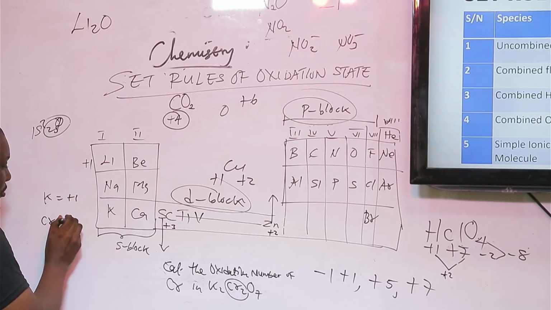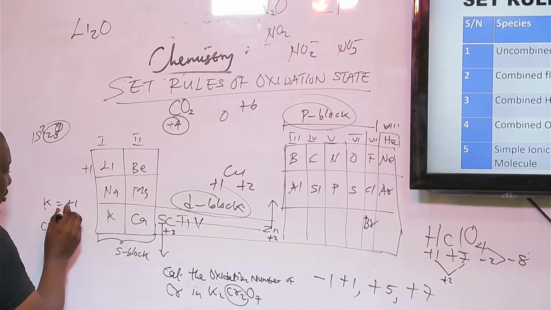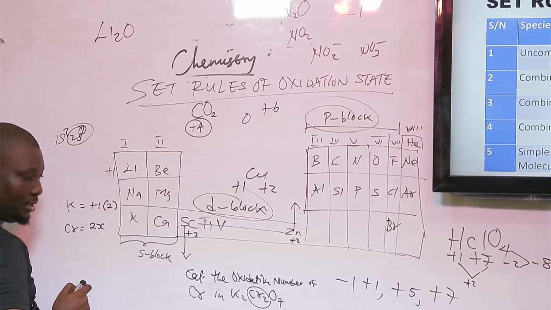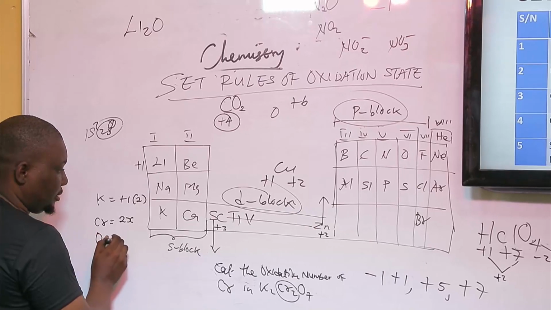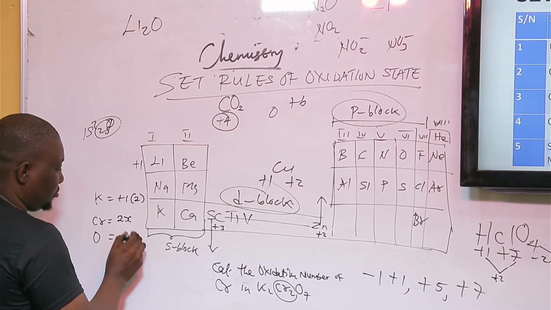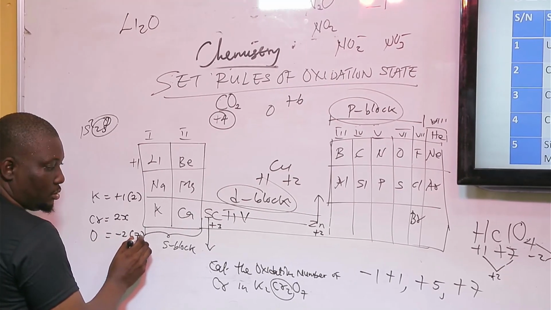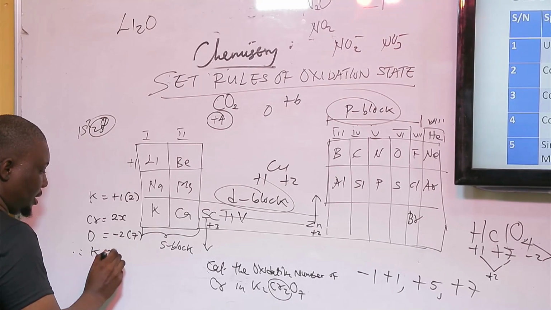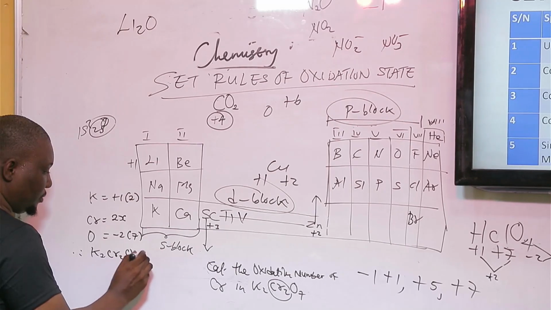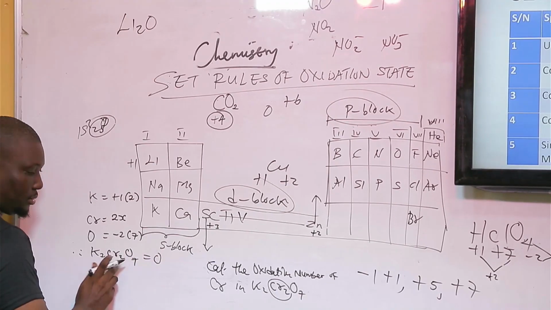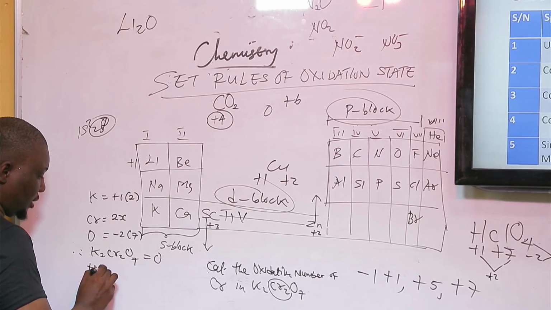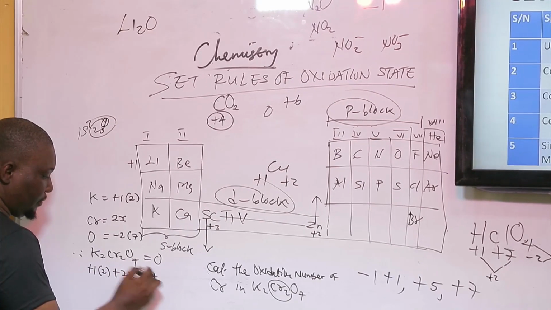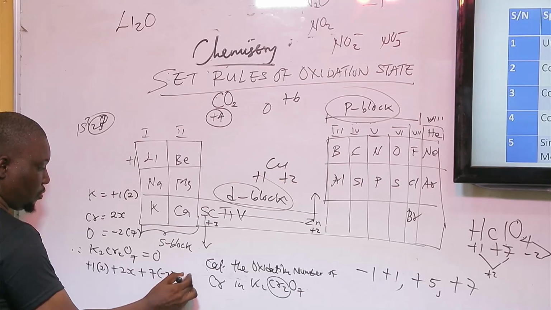Chromium is going to be what? 2x. Make sure if this is plus 1, it has to be multiplied by the number of atoms appearing in that compound. And then oxygen is what? -2. Make sure you multiply by the number there. So remember the rule that says the sum of K2Cr2O7 is 0. Substitute. This is +1, 2 atoms are there. This is 2x plus 7 atoms times -2 equals what?